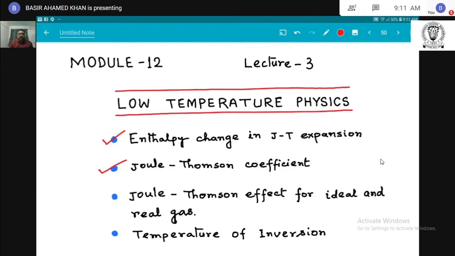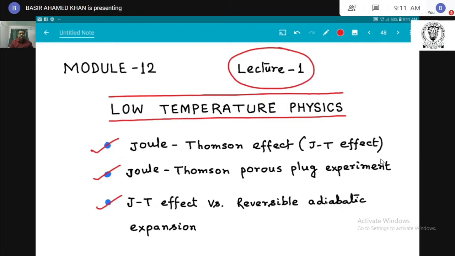This is the third lecture of Module 12. The topic in Module 12 is low temperature physics. That means in my previous lectures, lecture 1 and lecture 2, I have discussed the Joule-Thomson effect, the Joule-Thomson porous plug experiment, and the JT or Joule-Thomson effect versus reversible adiabatic expansion.